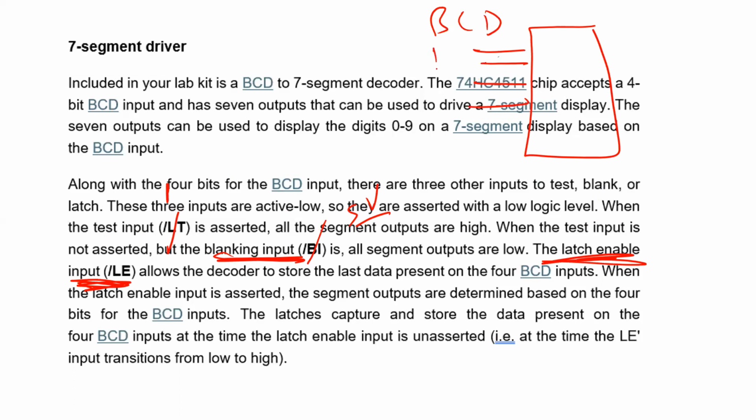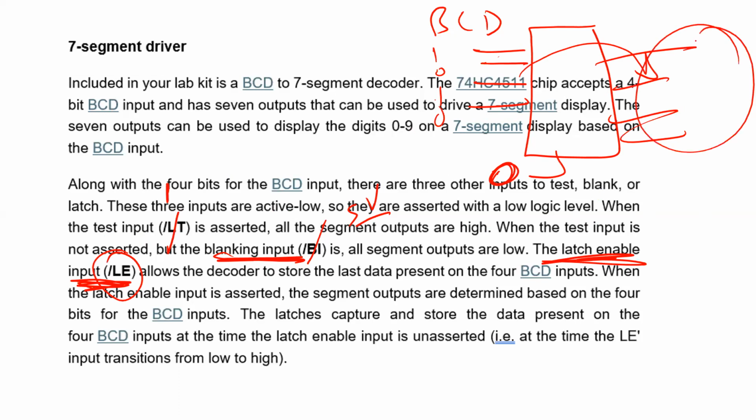If you have a number here, like number 1 or number 3, or whatever. Actually, if you put this one at 0, that means the input here is not going to be converted into 7-segment code until you make it 1. You got what I'm saying? So that's what we call it: you allow the decoder to store the last data present on the 4 inputs.